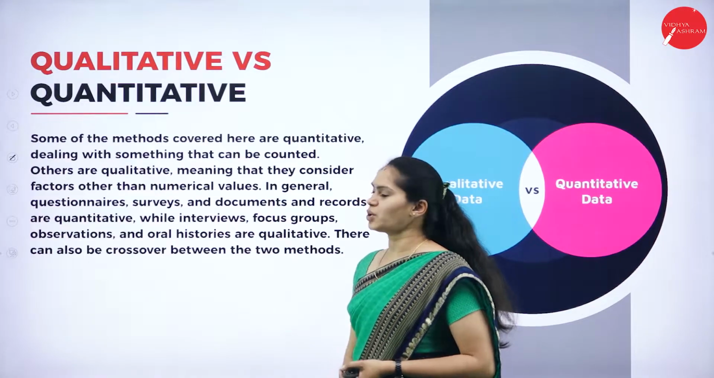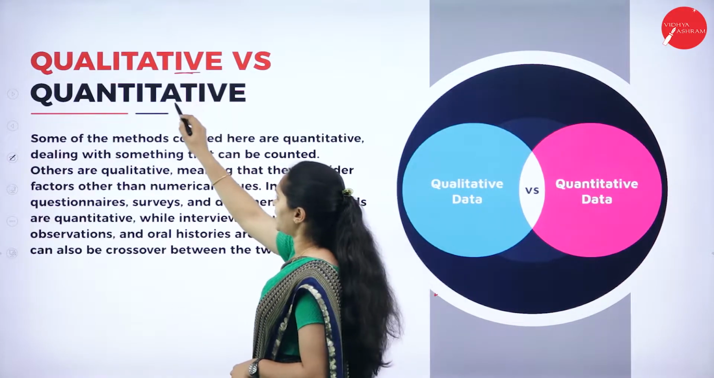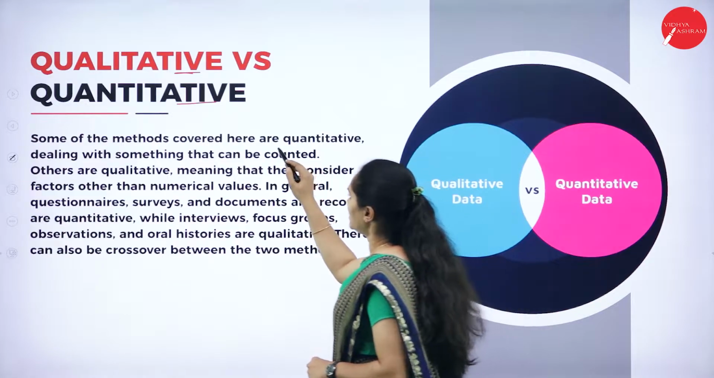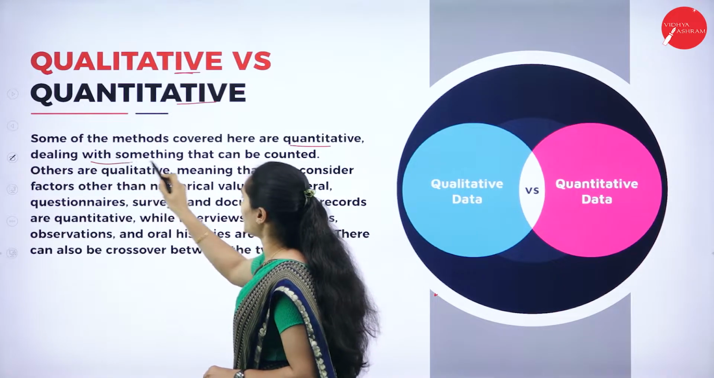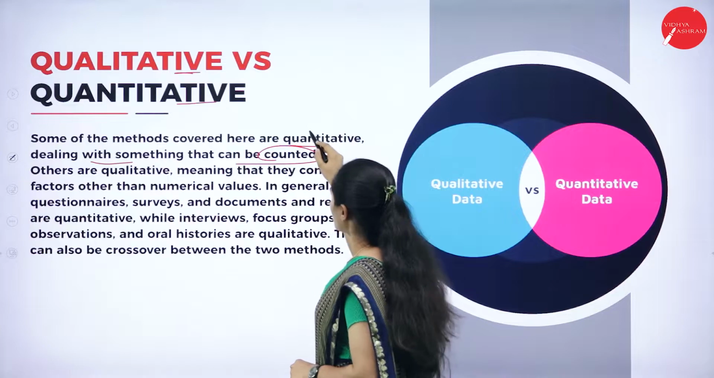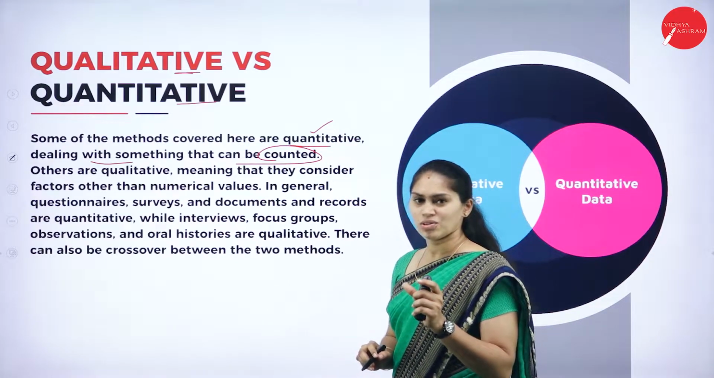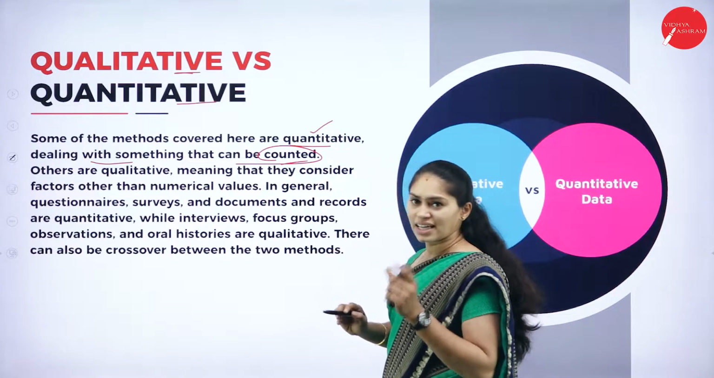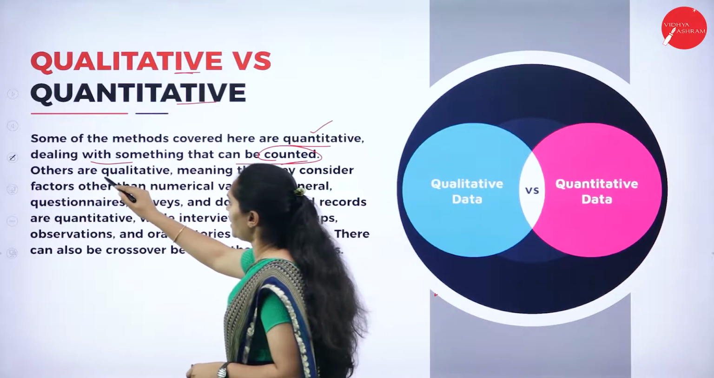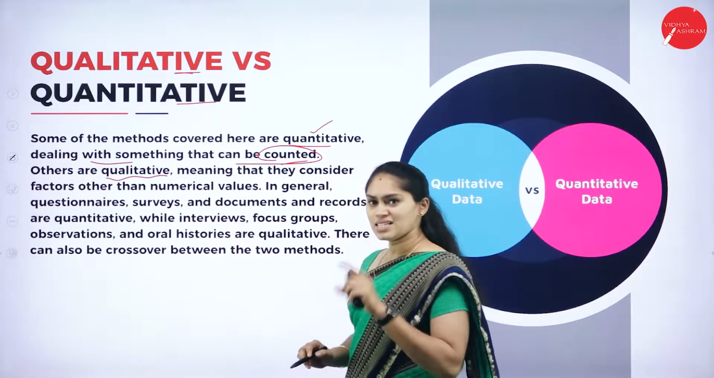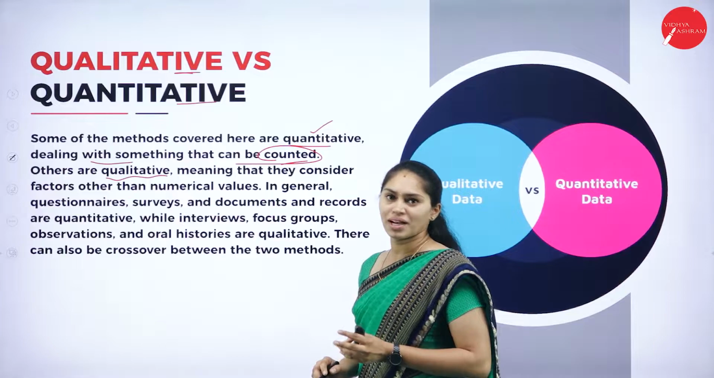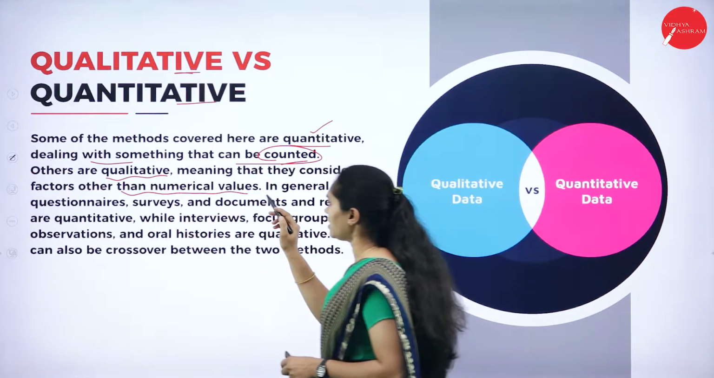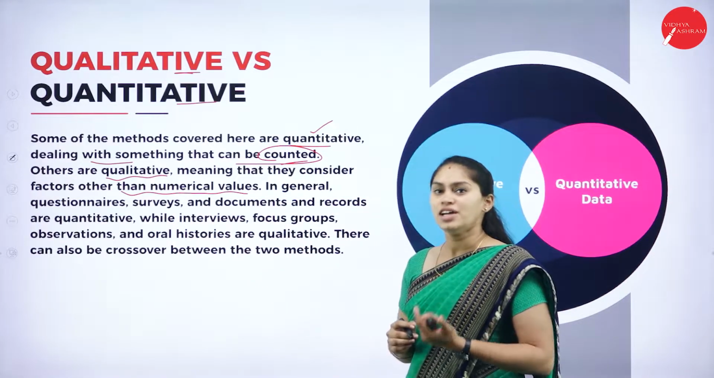When it comes to qualitative versus quantitative, quantitative deals with something that can be counted. As the name indicates, quantitative can be measured and counted. But qualitative is other than numeric value, so we can't count it or have any numeric value for it.